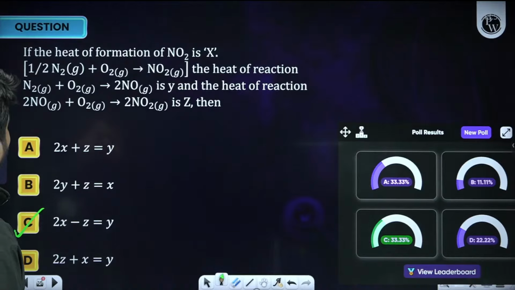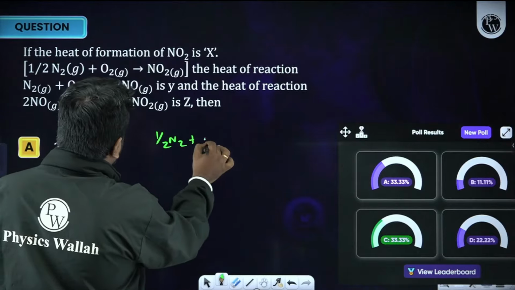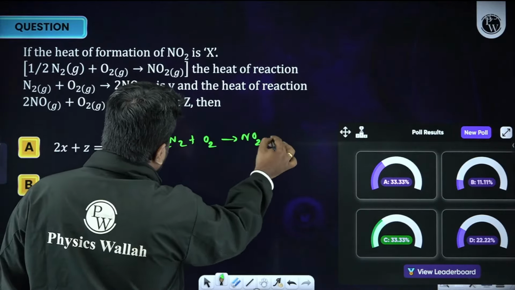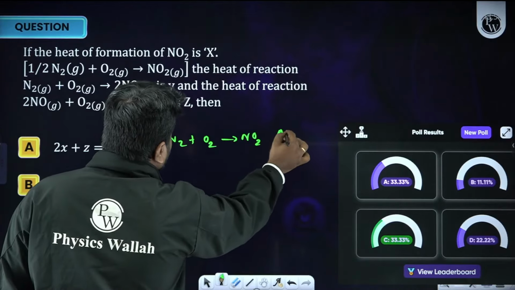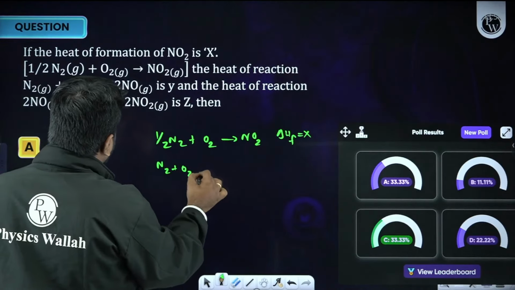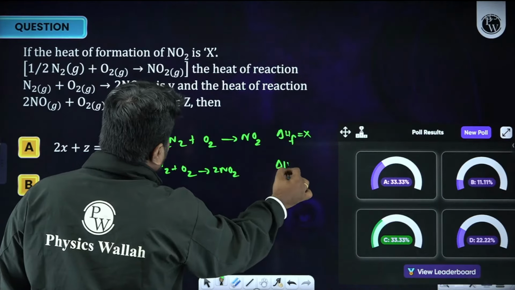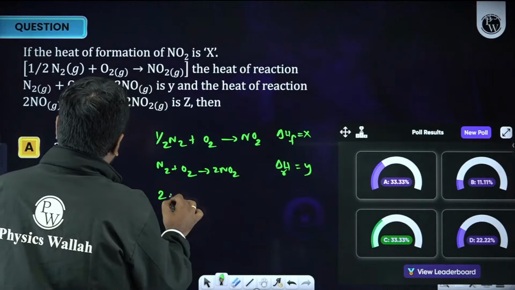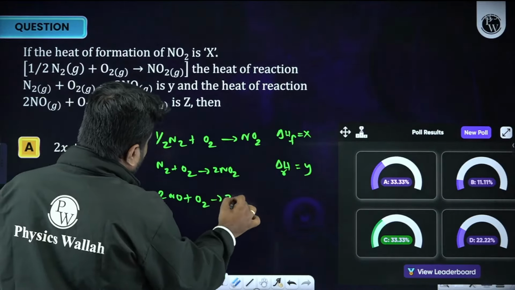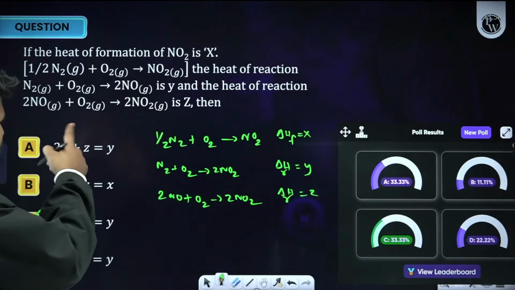So they are asking for the y or x value. How can we form it? In the given reaction, NO2 is x. So let me write half N2 plus O2 gives NO2. This is formation; the heat of formation of NO2 is x. The heat of reaction given is N2 plus O2 gives 2NO2, that is, the heat of reaction will be y. And 2NO plus O2 gives 2NO2, for this the heat of reaction is z. How can I form the above equation from these?